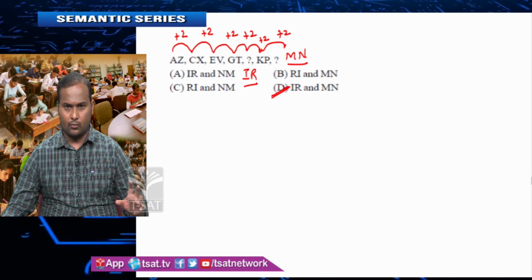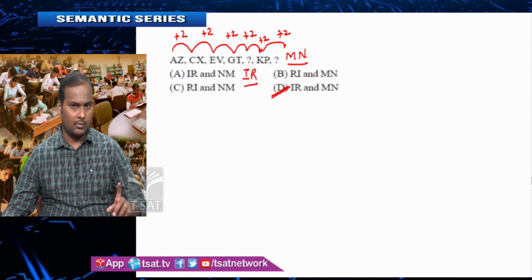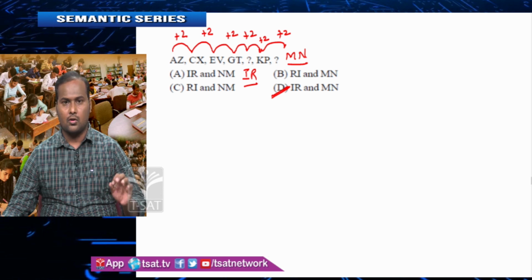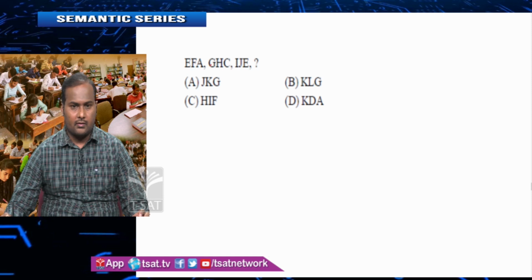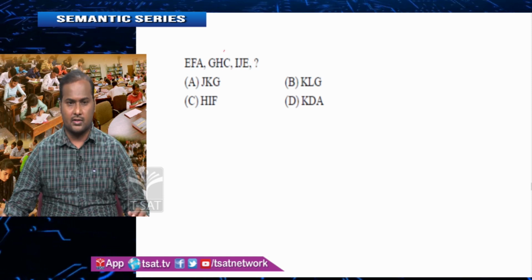So, here two things are involved. Number one, it is changing by plus 2, the series is increasing by plus 2, and the next thing he added is opposite. So, it is a combination of two, one is series by plus 2 and the next one is opposite. And he is asking the next one. It is also a kind of mixed series.